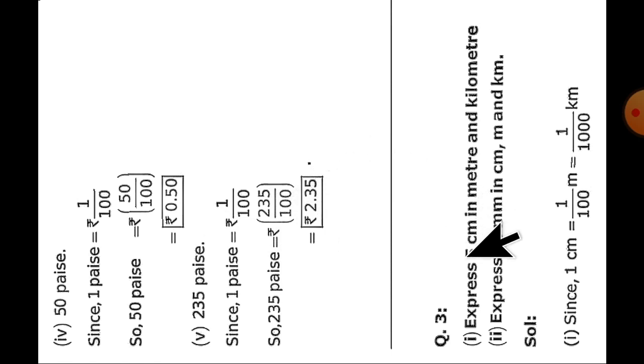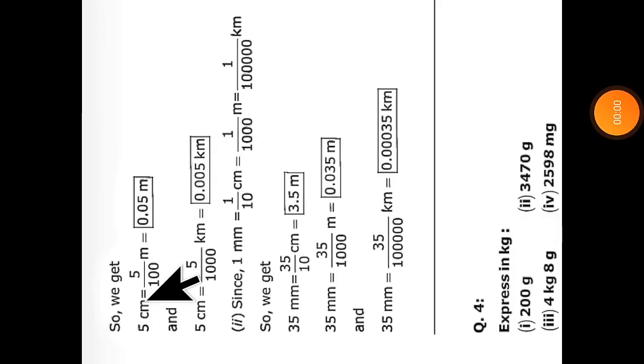Now question number 3, express 5 centimeter in meter and kilometer. Now express 35 millimeter in centimeter, meter and kilometer. Now first one, you have to express 5 centimeter in meter and kilometer. So first we will take 1 centimeter equal to 1 upon 100 meter equal to 1 upon 1000 kilometer. So 5 centimeter equal to 5 upon 100 meter equal to 0.05 meter. 5 centimeter equal to 5 upon 1000 kilometer is equal to 0.005 kilometer. Means if you want to convert into meter, you will divide by 100. If you want to convert into kilometer, you will divide by 1000.